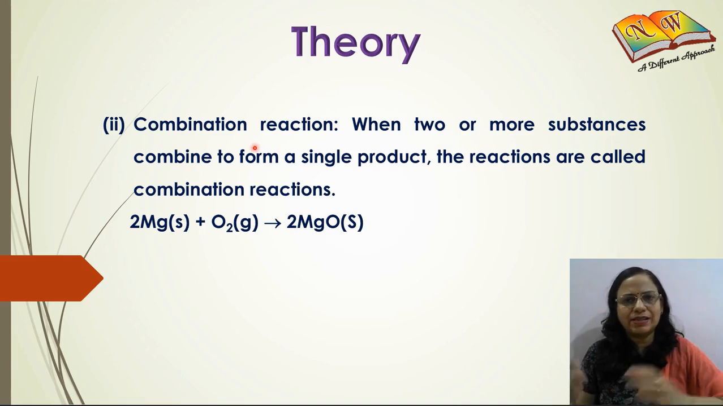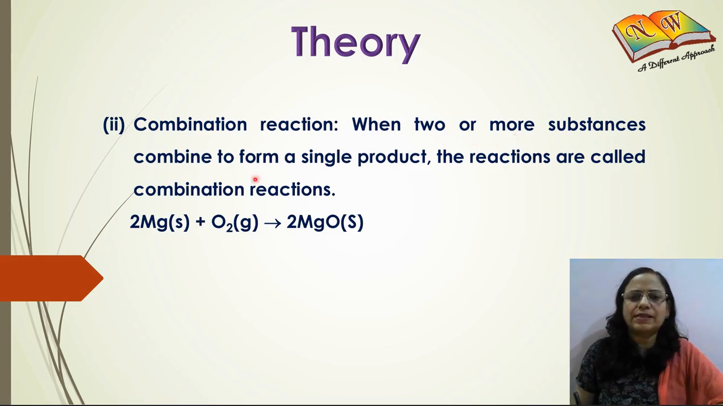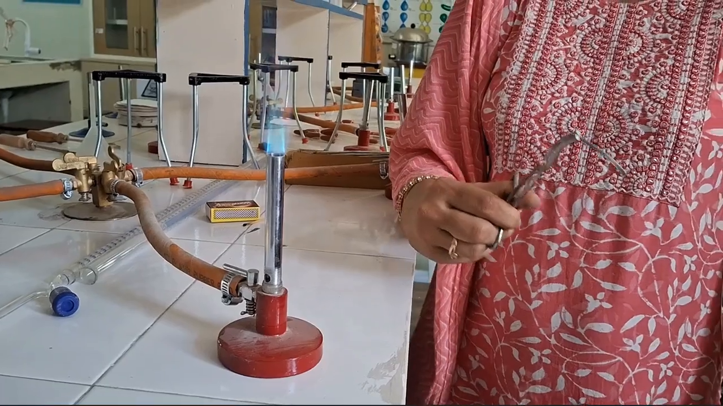The second type of reactions are combination reactions. Combination, as the name suggests, is two things combining to form one. So when two or more substances combine to form a single product, the reactions are known as combination reactions. This happens when you burn a magnesium ribbon in the presence of air. When we burn a magnesium ribbon, it burns with a dazzling white light, resulting in the formation of a white ash-like substance, which is magnesium oxide. We'll see this in the activity that follows. And yes, this is also a chemical change because it cannot be reversed.